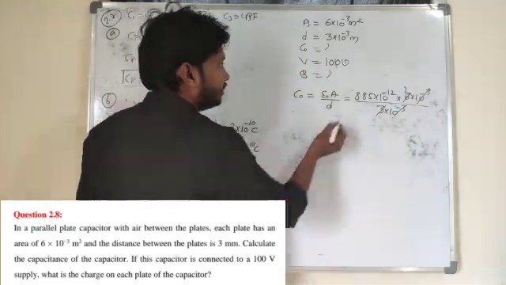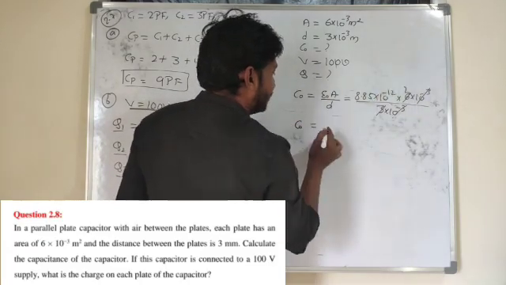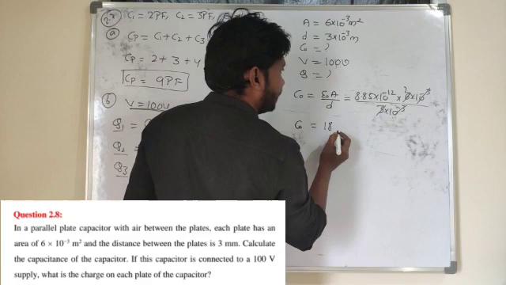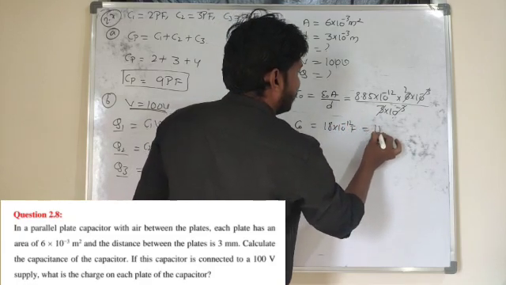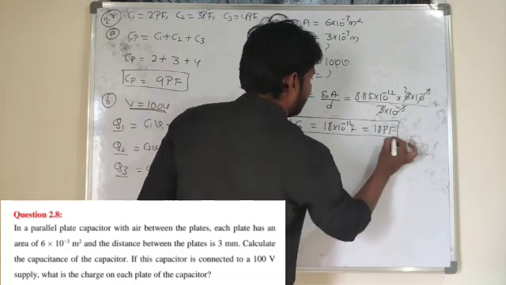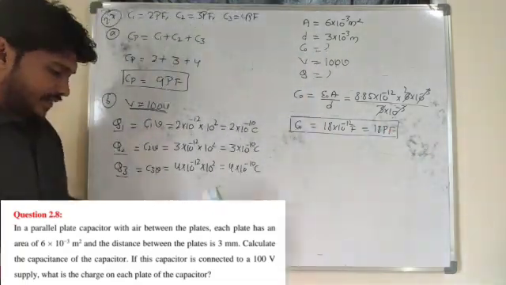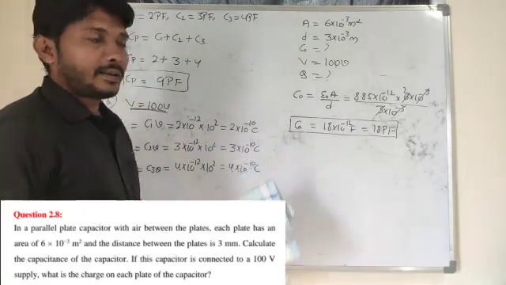3 ones are 3, 3 twos are 6. So 8.85, nearly you can take it as 9. So 9 into 2, 18 here. 18 into 10 to the power of minus 12 farad, or 18 picofarad. So what is that answer here? 18 picofarad here.